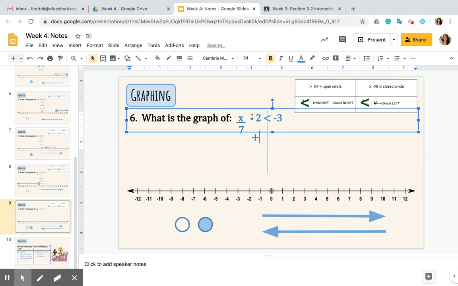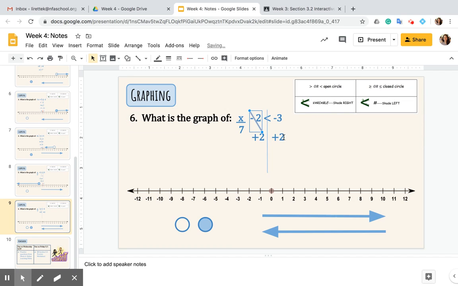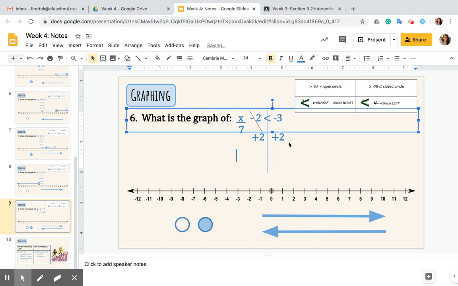Opposite of subtracting 2 is to add 2, once to the left, once to the right. These go away. They cancel. They're opposites. I still have X divided by 7 on the left is less than -3 plus 2, which gives us -1. Okay, so I still have to get rid of this division by 7. What's the opposite of division? Well, that's multiplication. So I multiply both sides by 7.